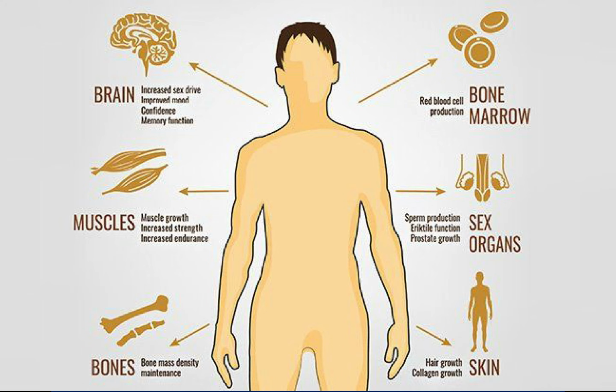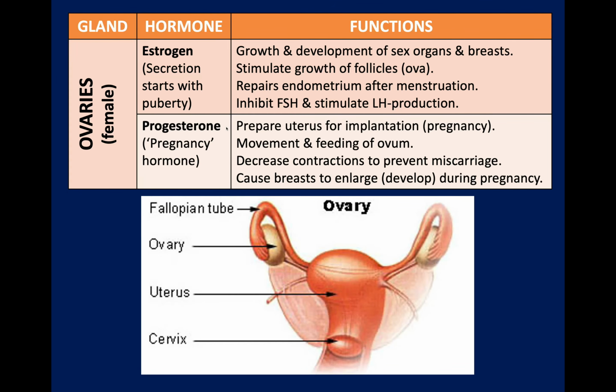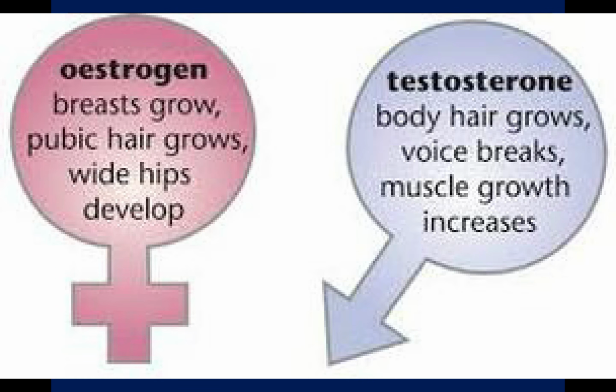Let's move on to the ovaries. Now, the estrogen is responsible for the female's secondary sexual characteristics. Like what? Like the development of her breasts. The estrogen also plays a role in the development of the female sex organs. When does this happen? It happens during puberty.